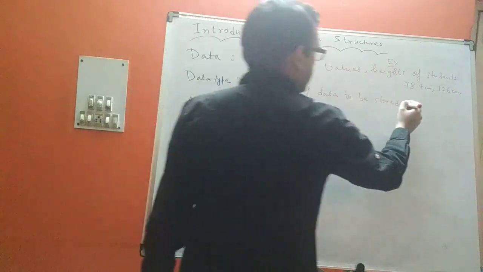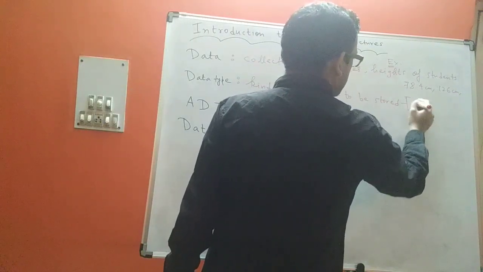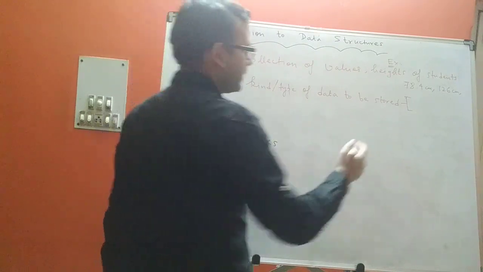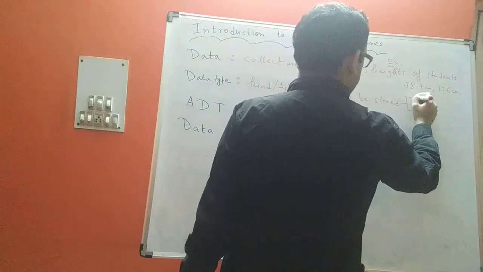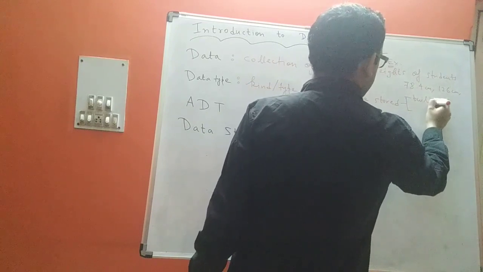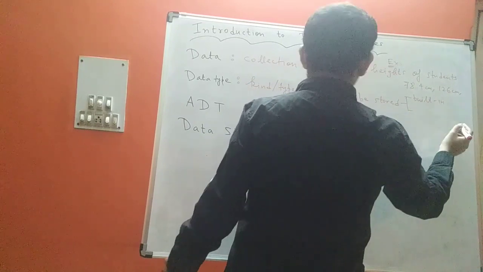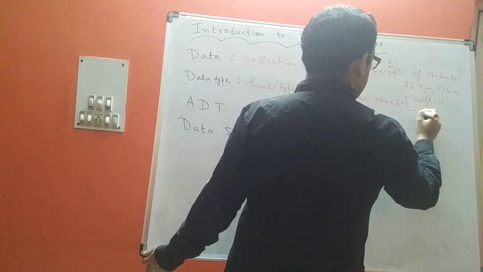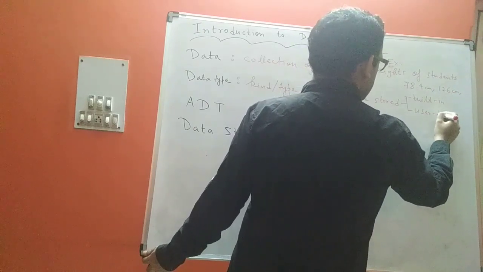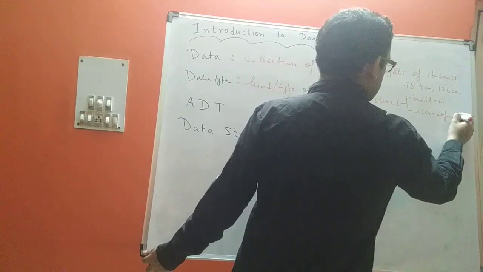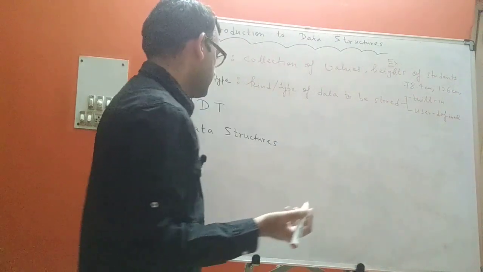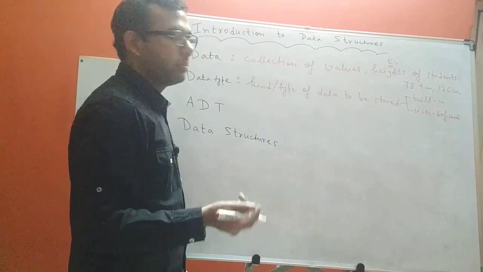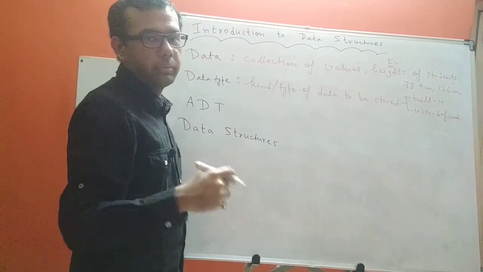Now data type, remember, is mainly of two types. Now if I speak from a programming language perspective, then I need to understand that data type is of two types. One is built-in and the other is user-defined. So what do you mean by built-in data type? Built-in data type refers to all those data types that are predefined in any programming language.